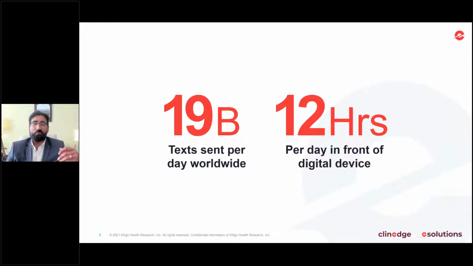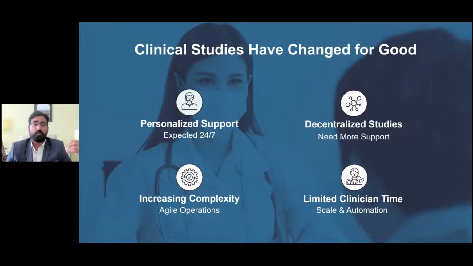Secondly, Nielsen reported in 2018 that we spent 12 hours in front of a digital device. This was before the pandemic. After the pandemic, this number has increased significantly across the board. Clinical studies themselves have changed. We don't need to say that, every other word or every other marketing term is around decentralization of clinical studies. But what does that really mean? That means that remote engagement, or how relationships are formed, has now changed in clinical research.